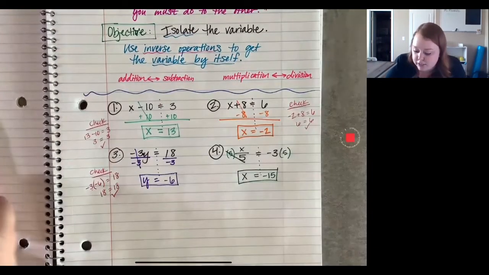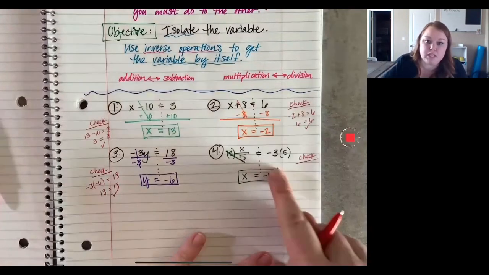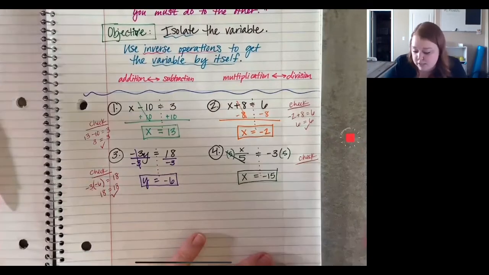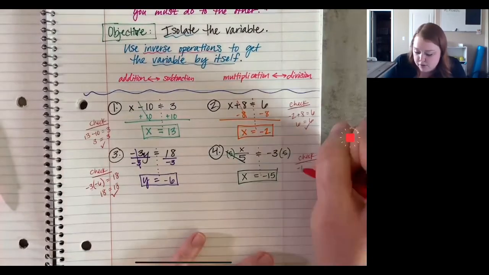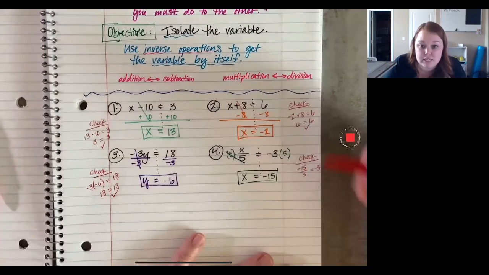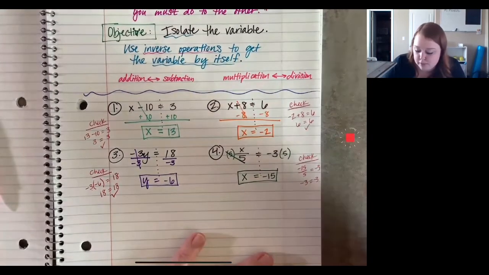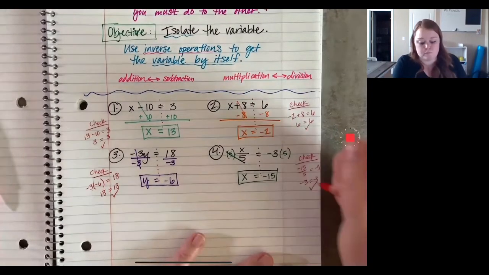Okay, so you go to check that, right? You take your answer you got and you plug it in for x and you see if it actually makes sense. -15 over 5 equals -3. Well, what does this mean? It means division. -15 divided by 5 is -3. And then I would notice that, yes, that's a balanced equation. So I'm good to go.